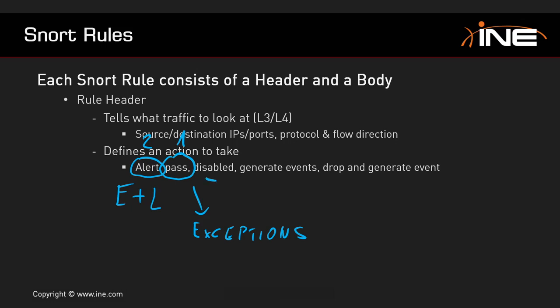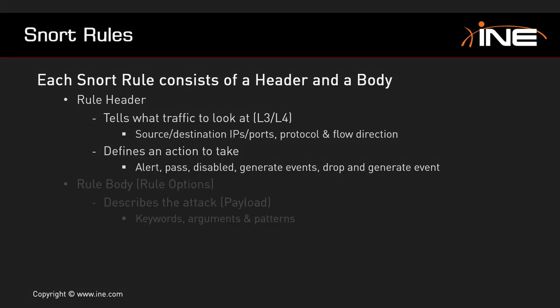Okay, we can turn the rule off. We can generate events only, and we can finally drop and generate events. So this is going to be used in the inline deployments only. It's only the inline mode what gives you the option of dropping the offending packets. Okay, then the next portion of the rule, this is going to make our body, which is also sometimes referred to as rule options.